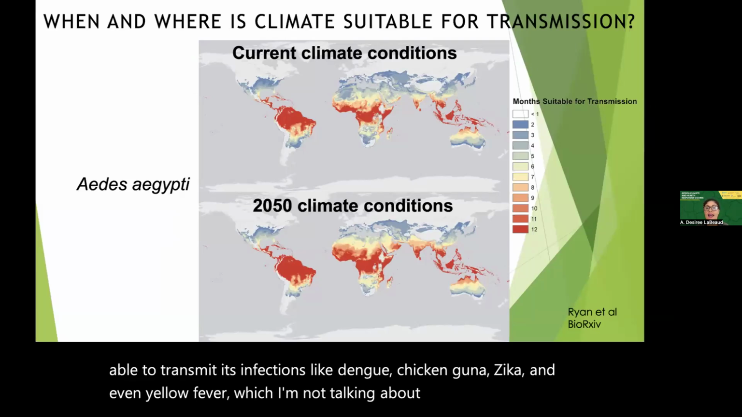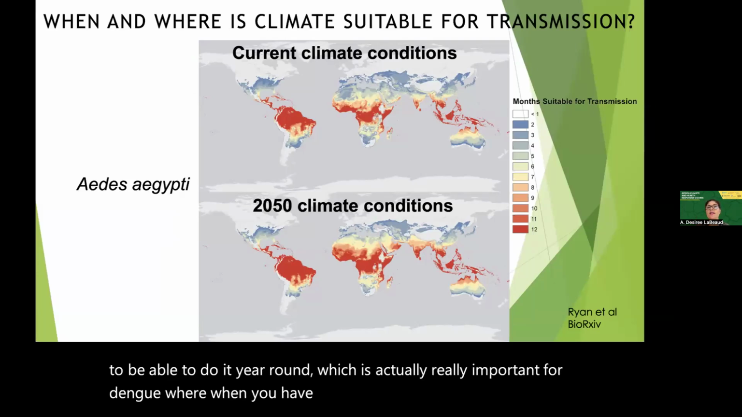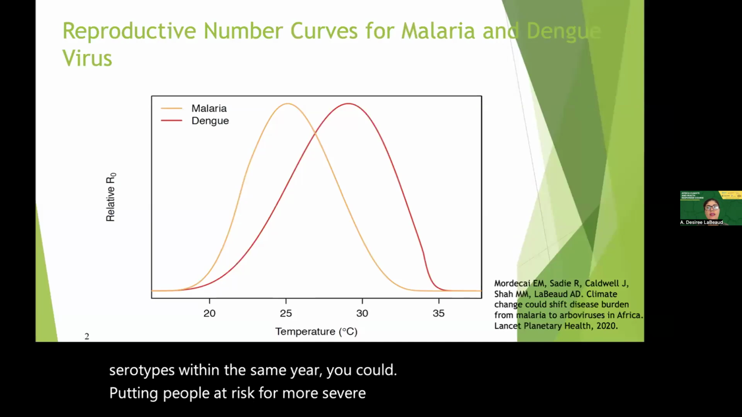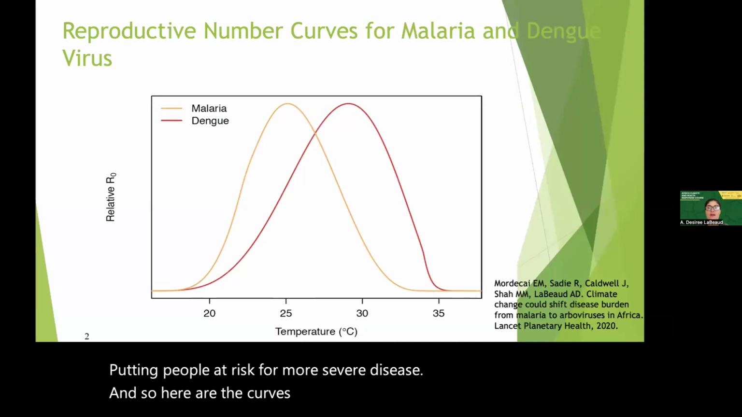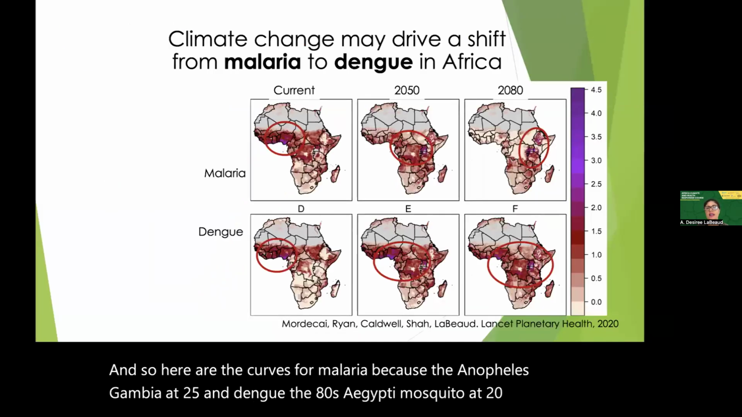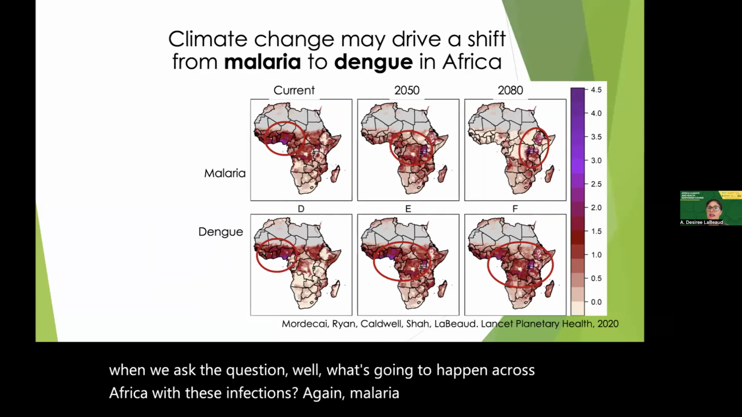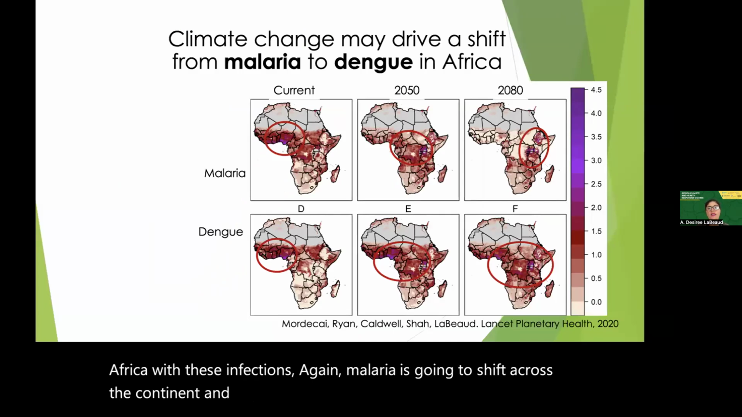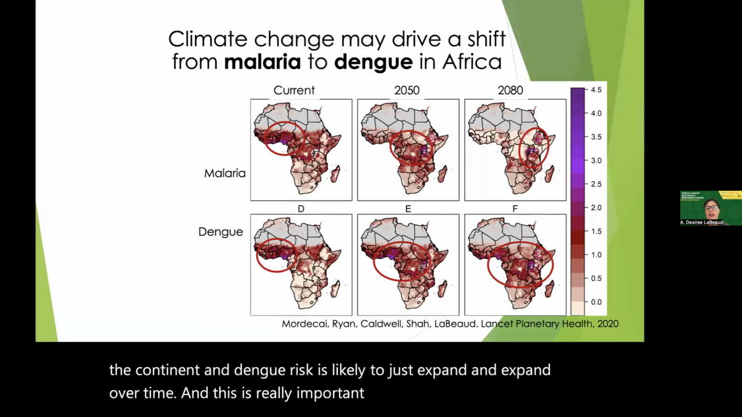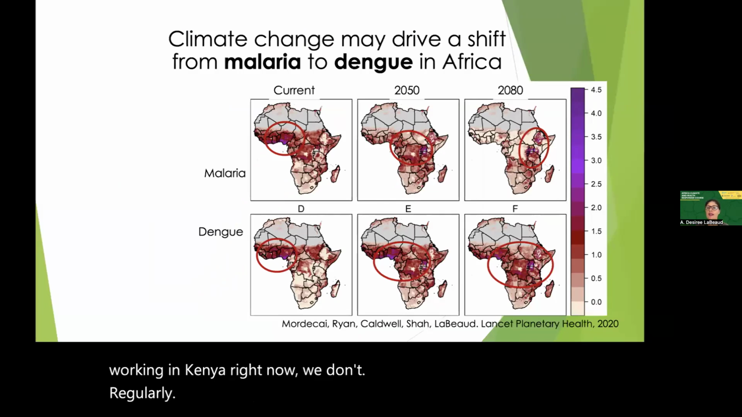And it's going to be able to do it year round, which is actually really important for dengue, where, when you have multiple outbreaks of different serotypes within the same year, you could be putting people at risk for more severe disease. And so here are the curves for malaria, because of Anopheles gambiae at 25 degrees, and dengue, the Aedes aegypti mosquito, at 29 degrees. When we ask what's going to happen across Africa with these infections, malaria is going to shift across the continent, and dengue risk is likely to just expand and expand over time. And this is really important because, at least where I'm working in Kenya right now, we don't regularly diagnose dengue in the health clinics.